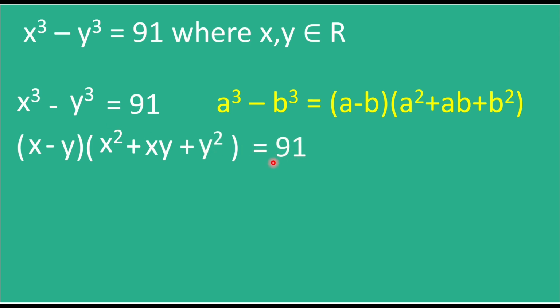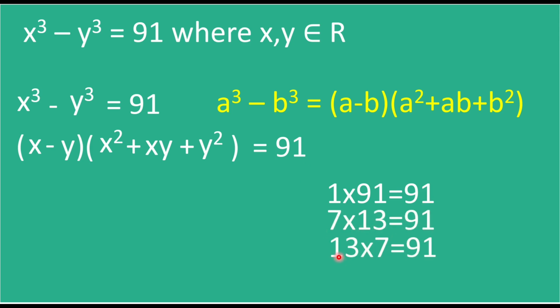And now we will factorize this 91. So we can make factors of 91 as 1 times 91, then 7 times 13, then 13 times 7, and then 91 times 1. So these all equal 91.